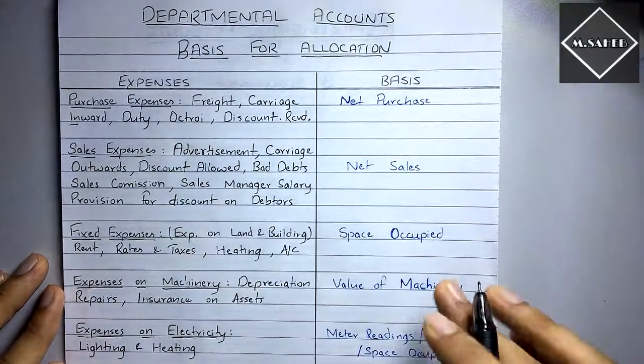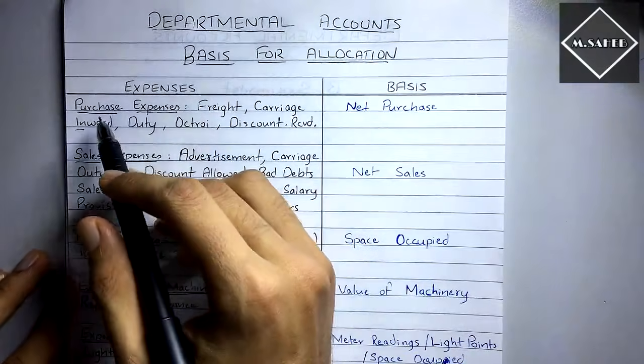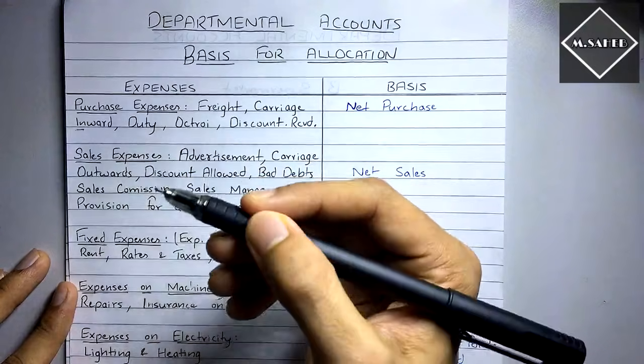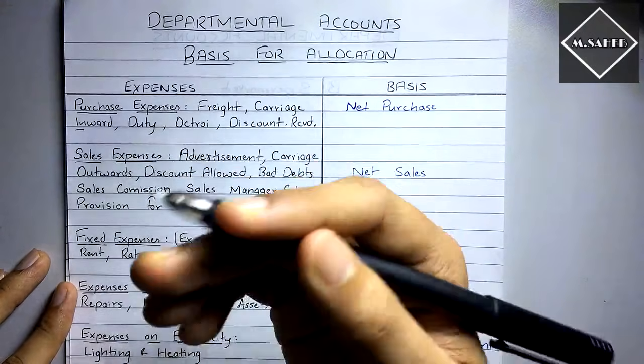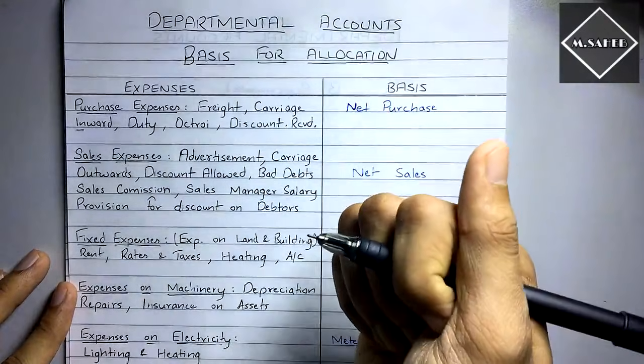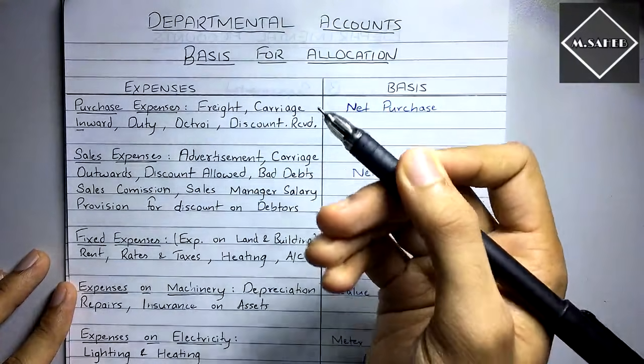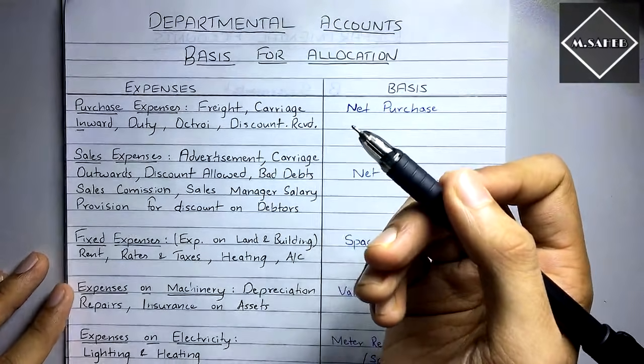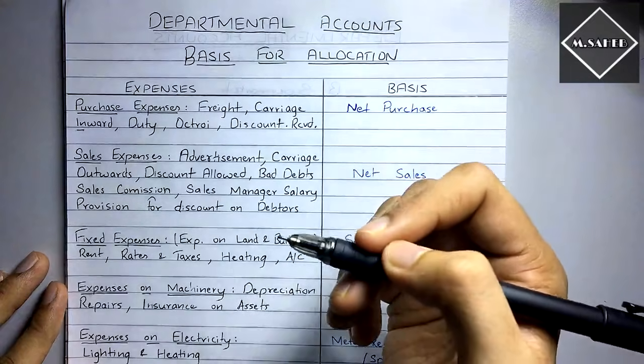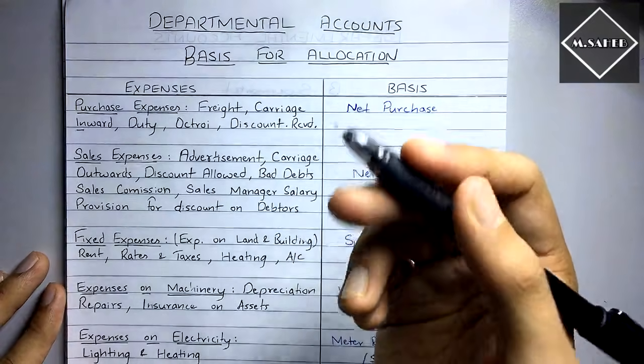See, let's see these expenses. Now first here we have purchase expenses. Now purchase expenses, whenever we purchase something from any seller, we have to incur some expenses. See, if you are living in Bangalore and you're buying something from Delhi, what you need to do?